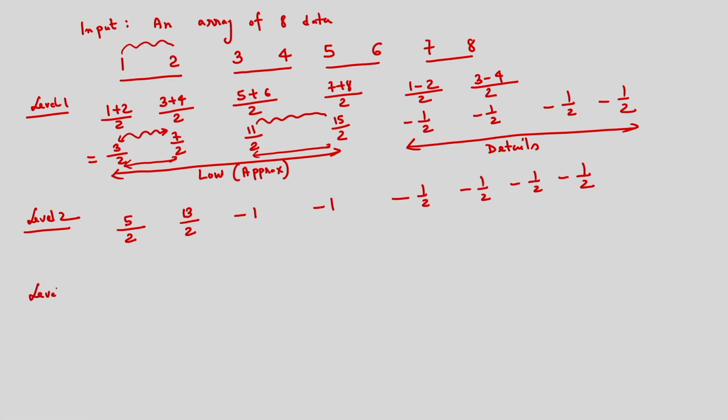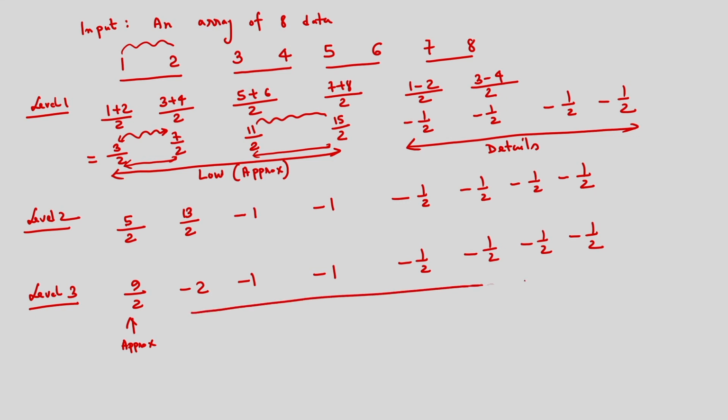And if I consider level 3 decomposition, I will be getting 9 by 2, minus 2, minus 1, minus 1, minus half, minus half, minus half and minus half. So in this case, this corresponds to the approximate component, and all of this corresponds to the detailed information.